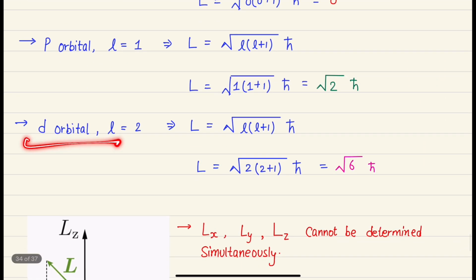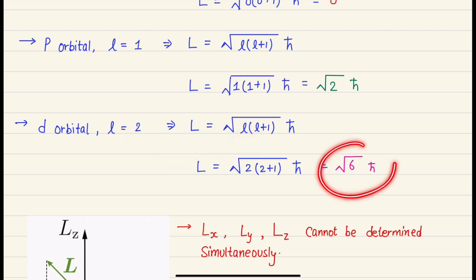Similarly, for the d orbital, we can also find the orbital angular momentum if an electron is present in the d orbital, and due to the motion of the electron in that plane, it can generate orbital angular momentum. We know that for the d orbital L equals 2, so if you put the value here, you will get the square root of 6 h cut, or h cross.